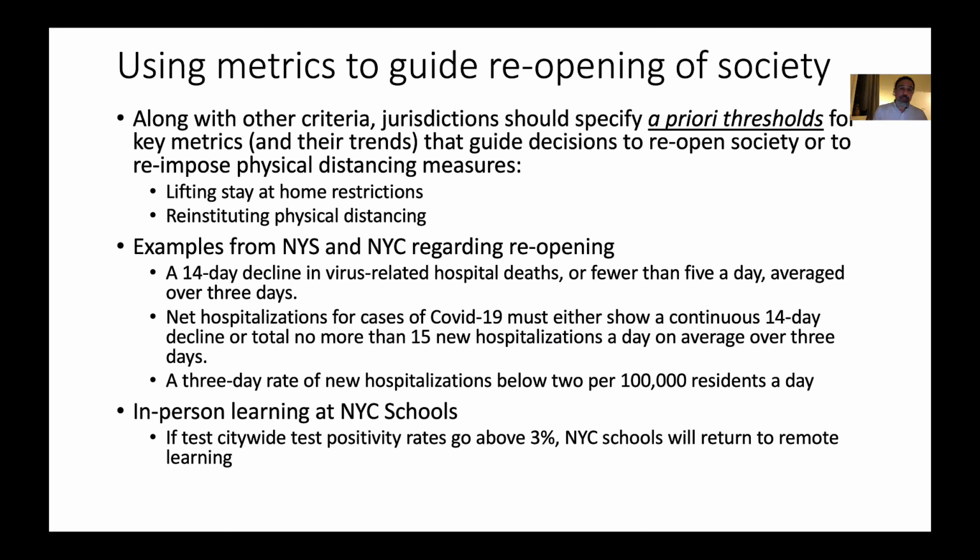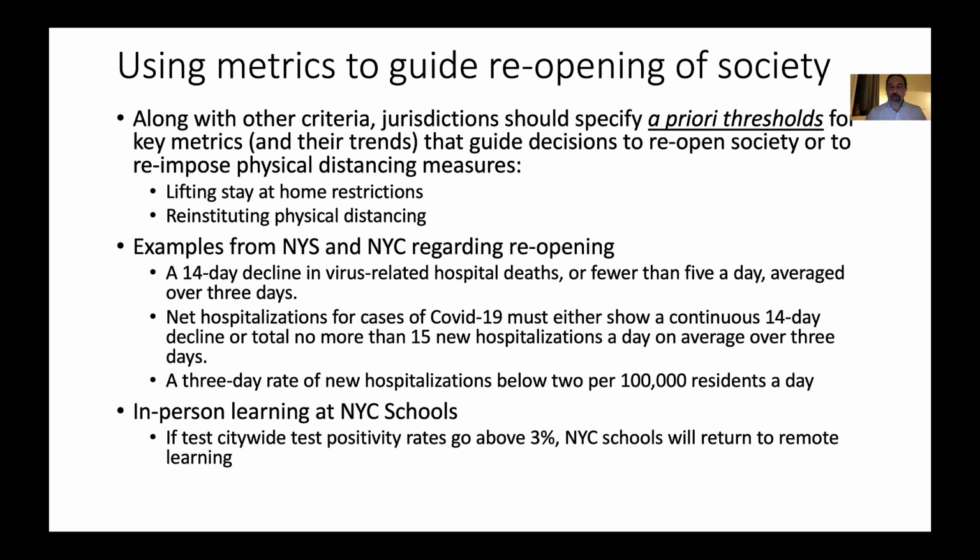And we also sort of closed with putting out some ideas about how there should be metrics that guide the reopening of society. So when is it safe to begin to think about opening society up and loosening some of the restrictions? And importantly, when things got to a certain place where they felt less safe or transmission was ramping up, specifying thresholds when restrictions would be reenacted.